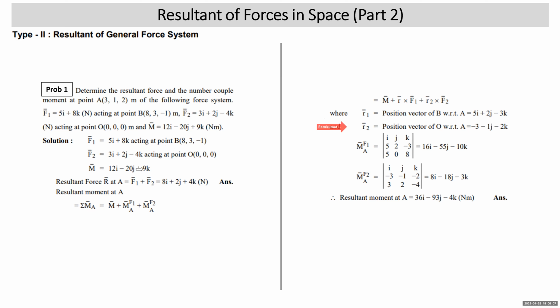Next, R2 bar. R2 bar is what? Position vector of O with respect to A. O minus A. 0 minus 3, minus 3i. 0 minus 1, minus 1j. 0 minus 2, minus 2k.